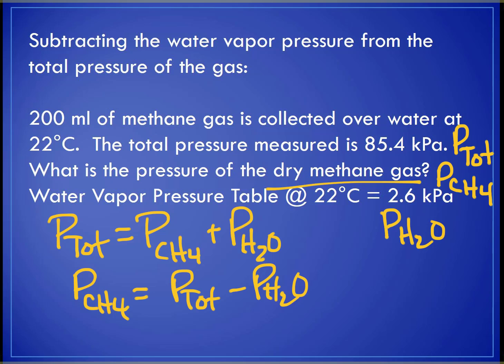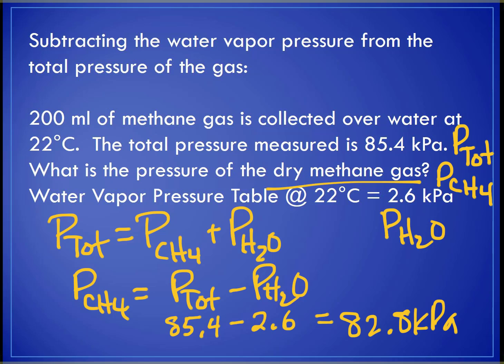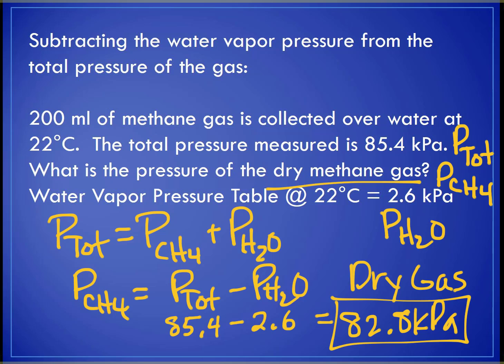So we have 85.4 minus 2.6, and we get 82.8 kilopascals. So this is the pressure of the dry gas. So that's kind of another clue to remind yourself to get rid of the water vapor, and just do it mathematically.